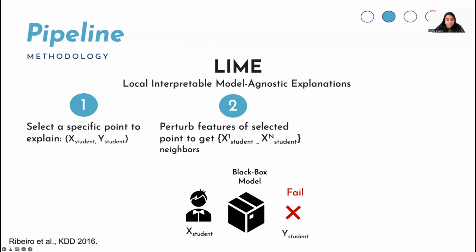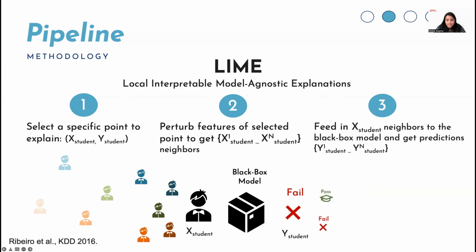To do this, we take our original instance and we perturb it by adding a little bit of noise in each of these different feature areas to create a lot of these different neighbors. We then take these neighbors and feed them into our black box model to get passes and fails. Essentially, we're taking our original instance, we're varying it in a lot of different ways, and we're seeing how the prediction changes based on those variances.